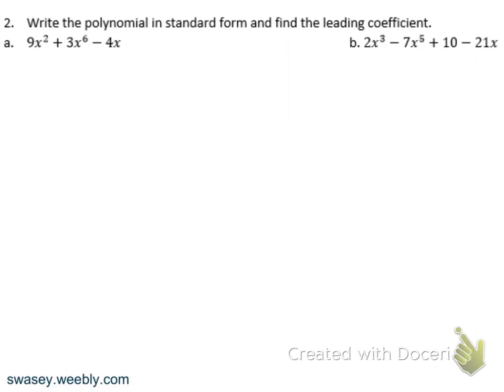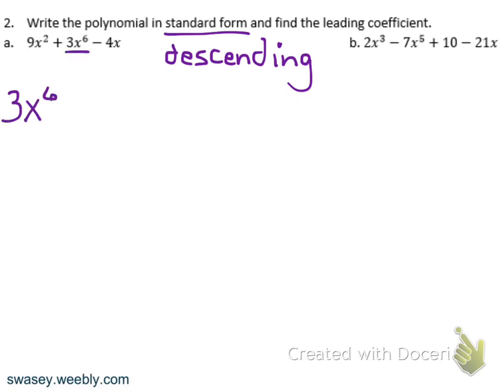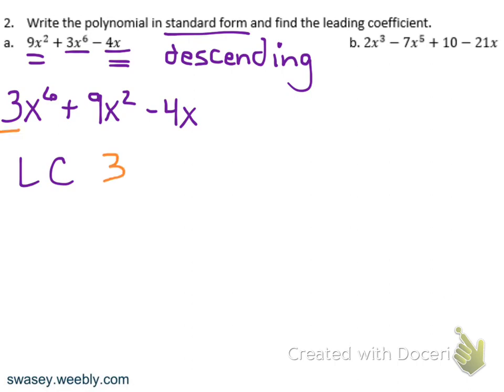Here we're writing it in standard form. Standard form is also known as descending order. Highest exponent to the lowest. So the first term needs to be the 3x to the 6, because that's the highest exponent. Next term needs to be the 9x squared, because that's the next highest exponent. And then finally we'll have that negative 4x. The leading coefficient, LC for short, is the coefficient of the first term when it's in descending order. So the leading coefficient here is 3.